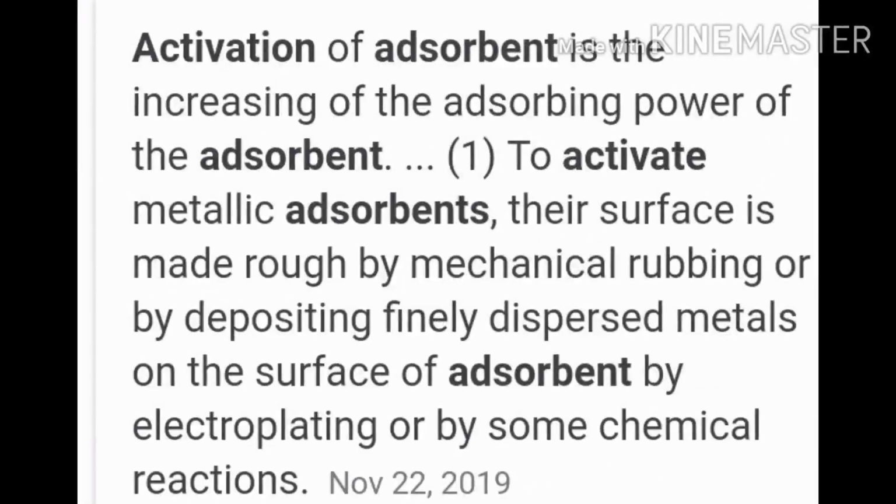Now students, your next topic is activation of solid adsorbent. It means increasing the adsorbing power of an adsorbent. It can be achieved either by making the surface of the adsorbent rough, or by removing the gases already adsorbed, and third is by increasing the surface area of adsorbent.